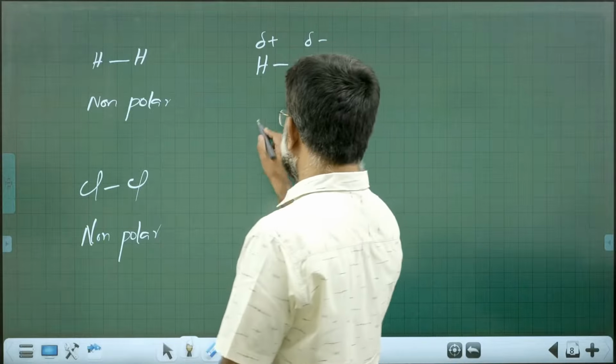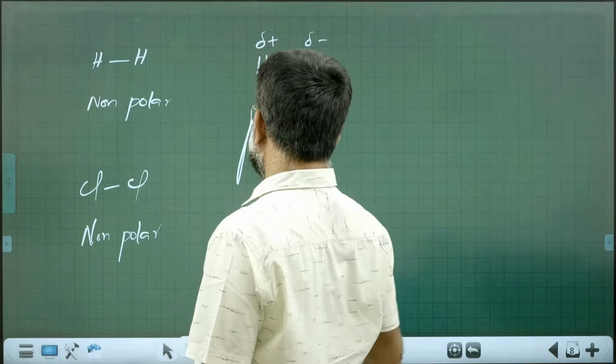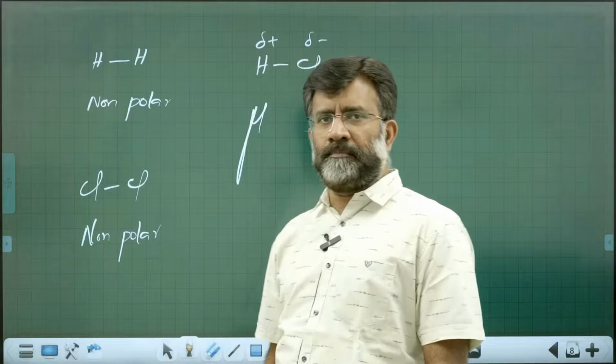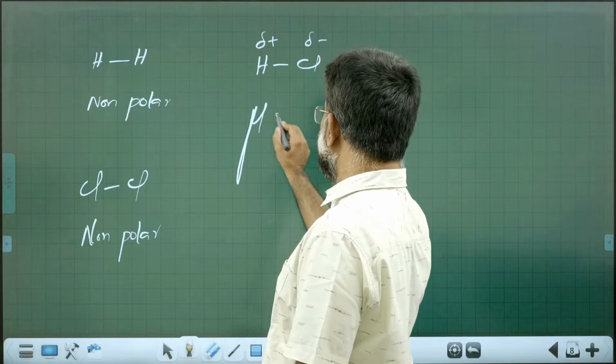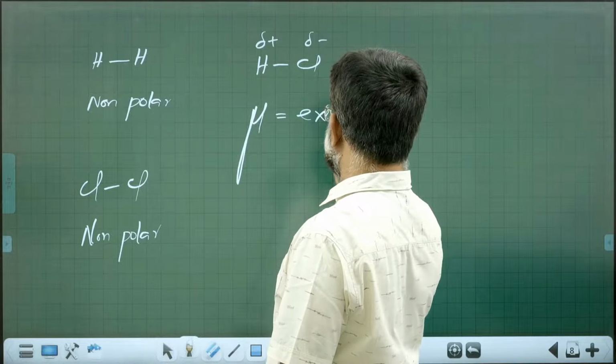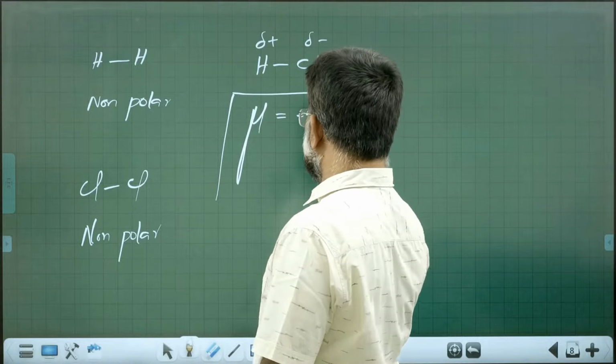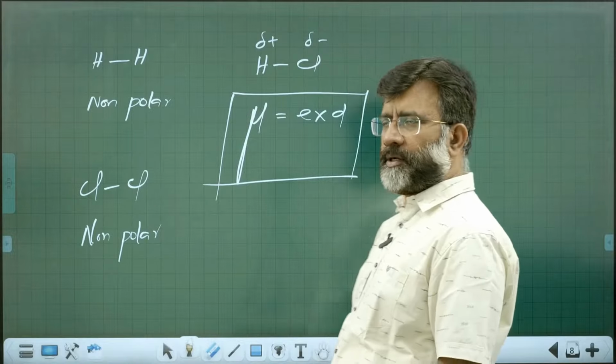It is measured in mu. The property measured, expressed in mu, is the magnetic moment, the dipole moment. Mu is equal to charge into distance.